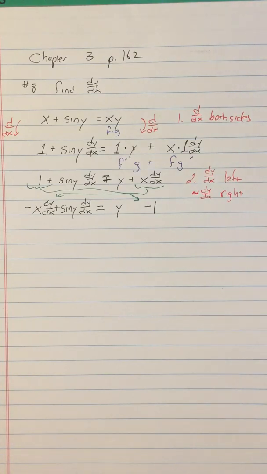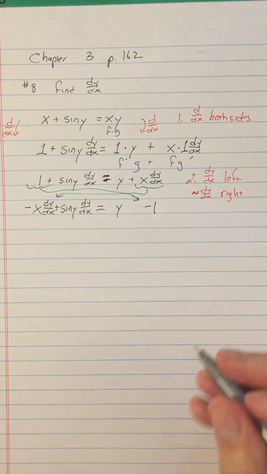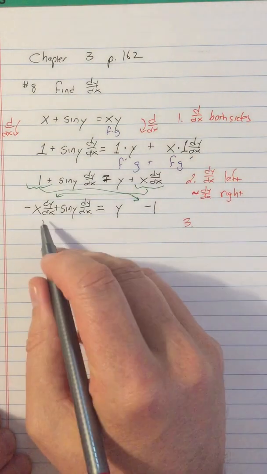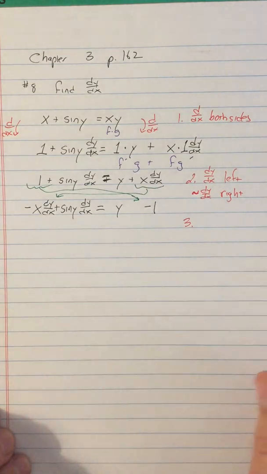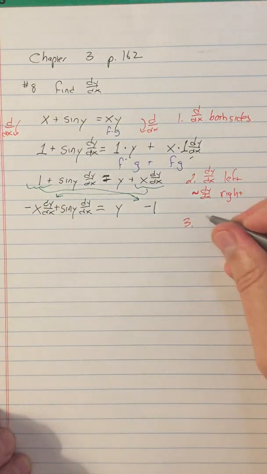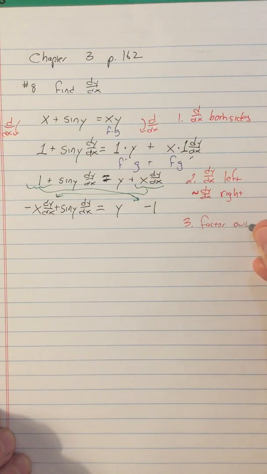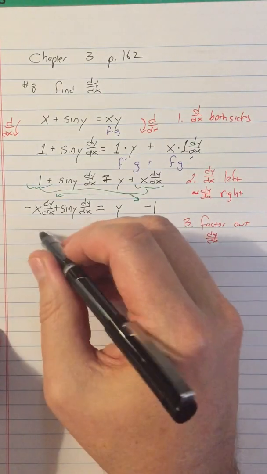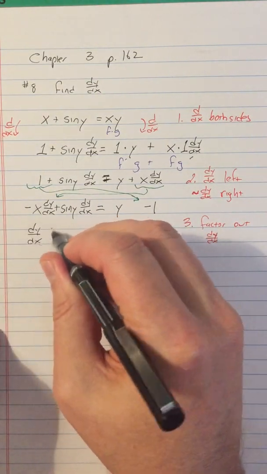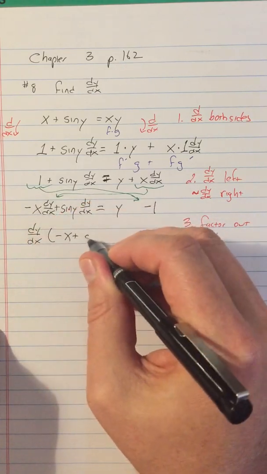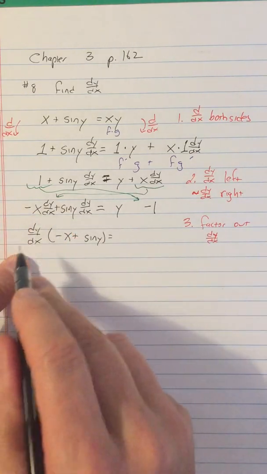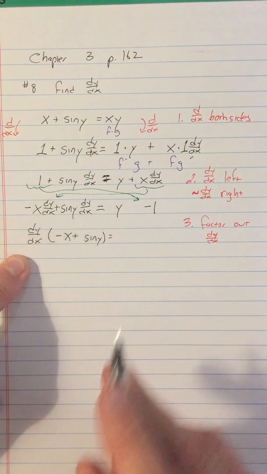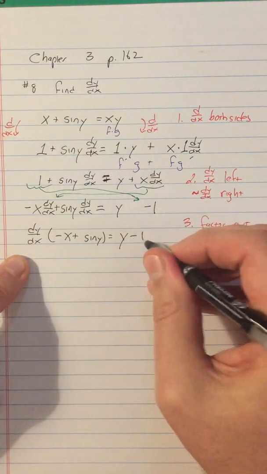Now the next step that we did not have in our first example, but you will often have, is I have a bunch of terms over here with dy dx in them. Maybe I have 3. In this case, I have 2. However many terms with dy dx, you have to factor that out. So we're going to factor out the dy dx. I'm going to bring it out like it's a factor because it is. And what I have left inside is negative x plus sine y. That's just factoring out the dy dx. If you distribute it back, dy dx times that, dy dx times that, we get the same thing we had. The y minus 1 is going to stay where it is.